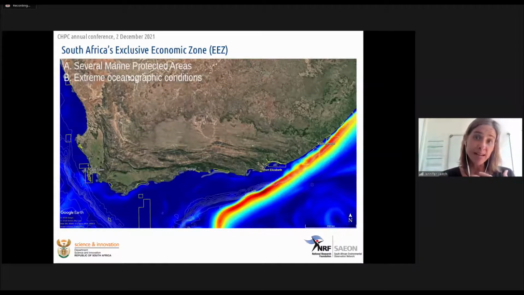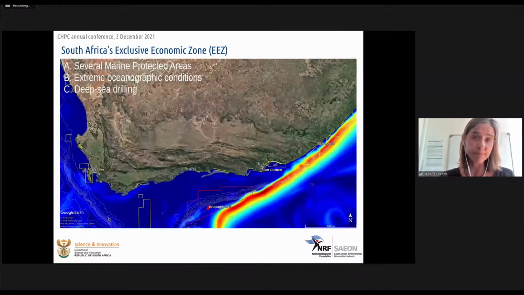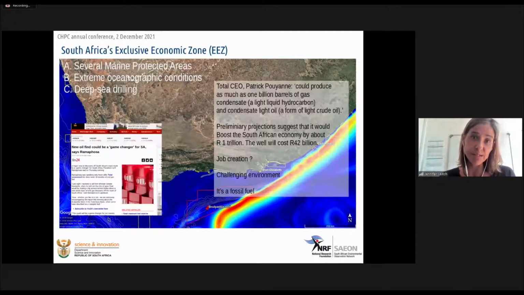The red ribbon here represents high current speeds of the Agulhas current, with weaker but much more variable currents on the Agulhas Bank and off Cape Point. So we also have a lot of globally relevant science going on here. There are also a number of deep sea prospecting areas around our coastline.